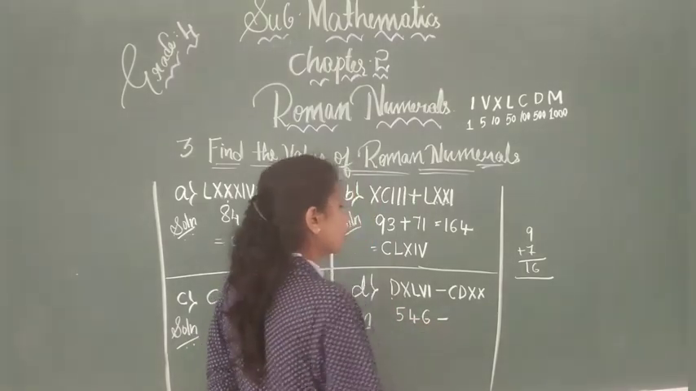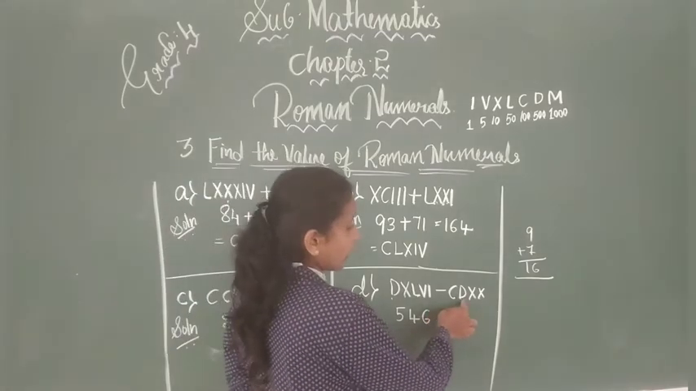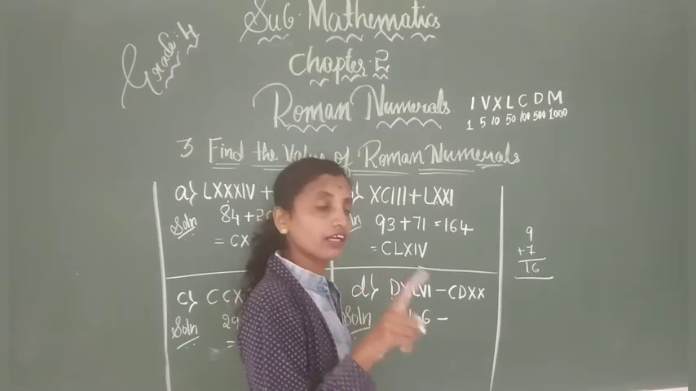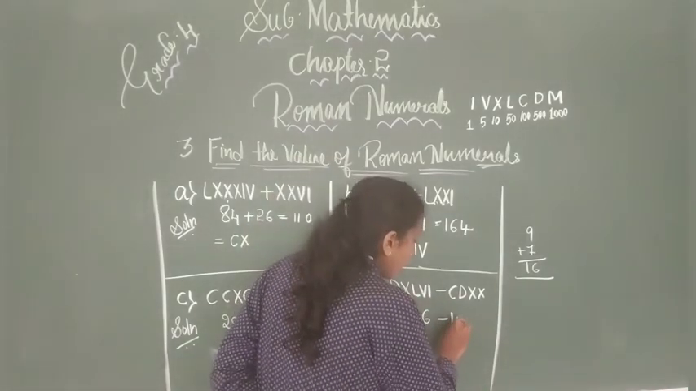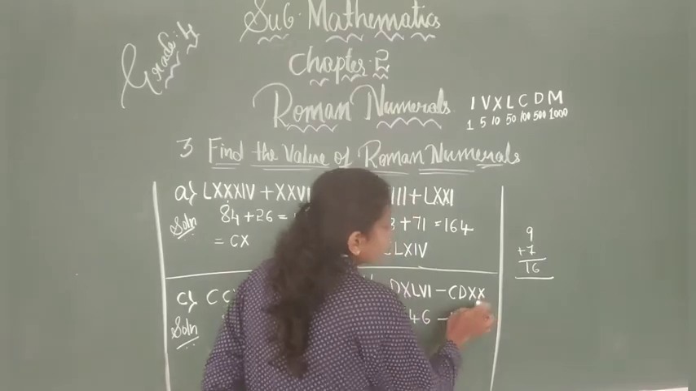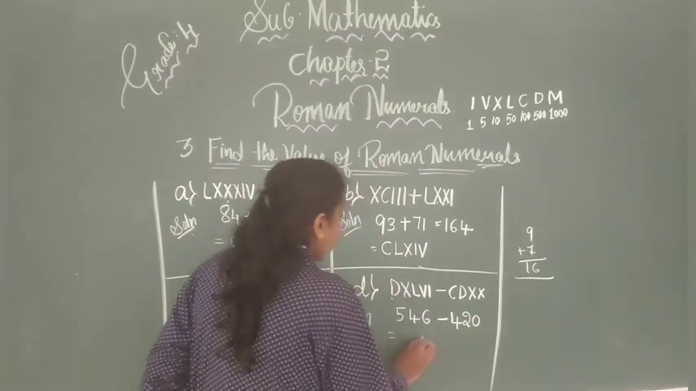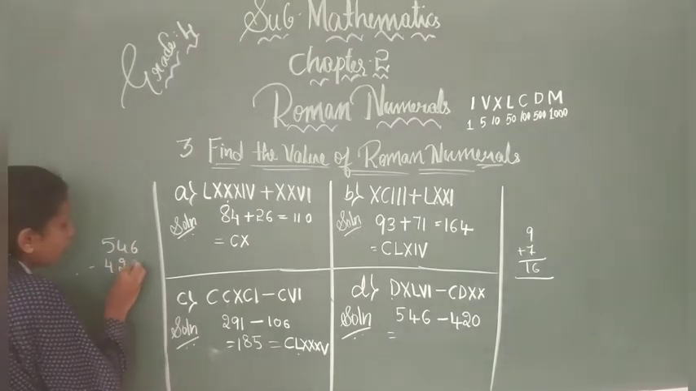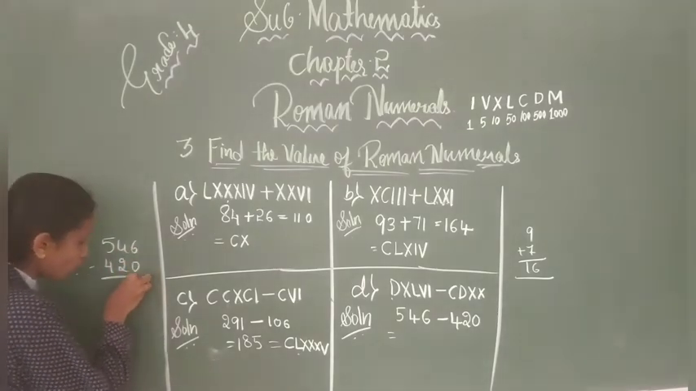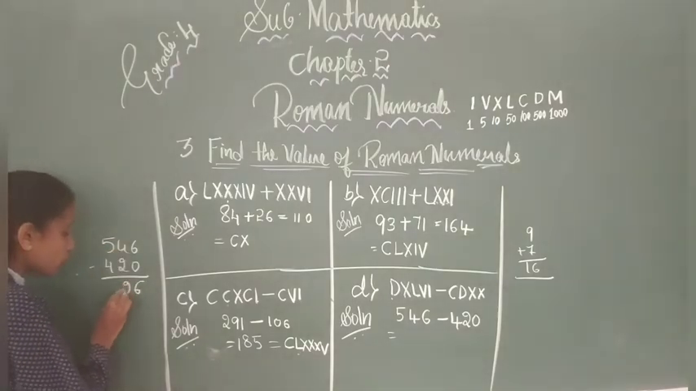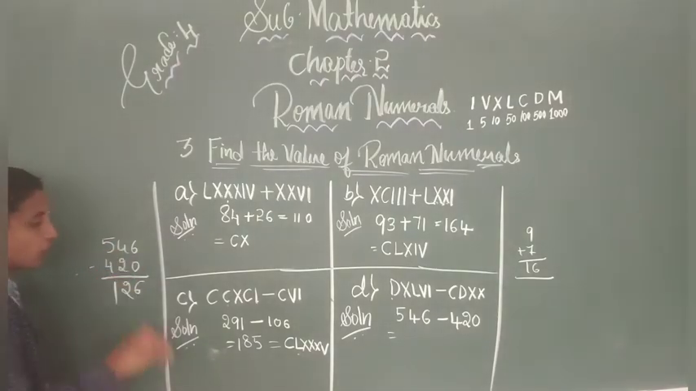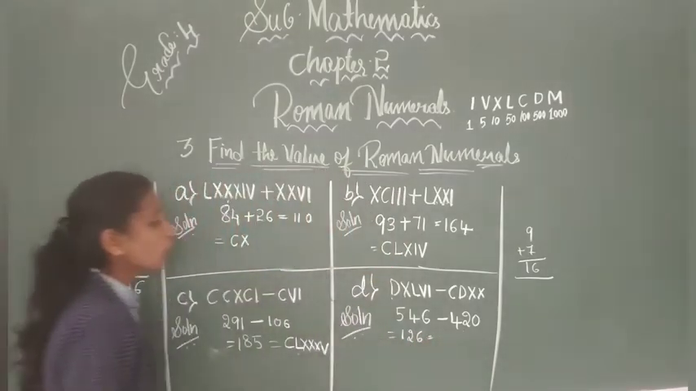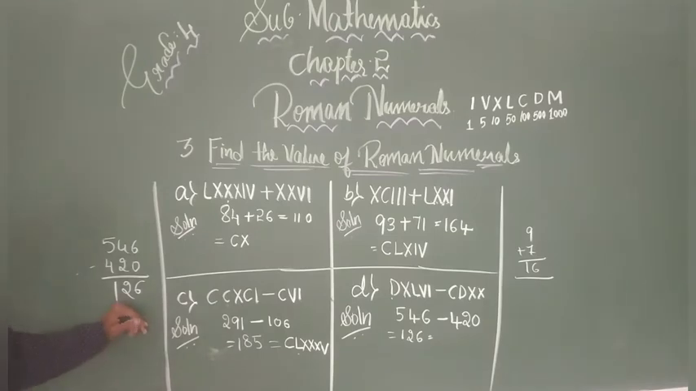546 minus CD. The D means 500. CD is 100 less than 500, so 400, and X X is 20. So it is 546 minus 420. Look, 6 minus 0 is 6. 4 minus 2 is 2. 5 minus 4 is 1. So the answer was 126.